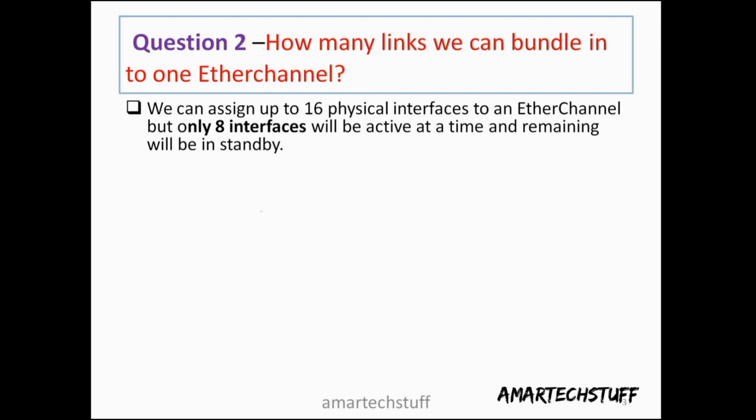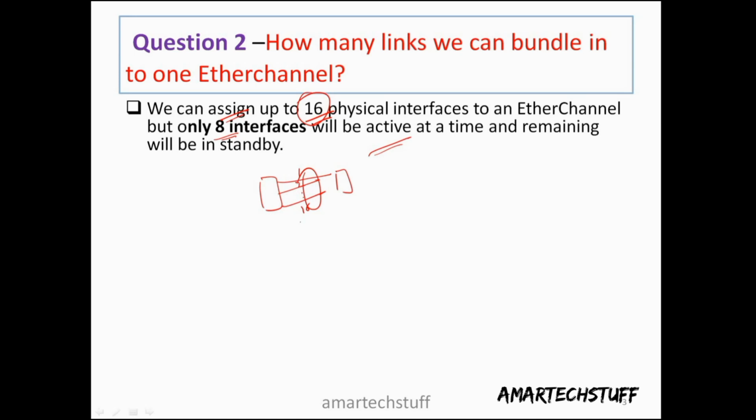So question number 2, how many links can we bundle into one Etherchannel? We can assign up to 16 physical interfaces to an Etherchannel, but only 8 interfaces will be active at a time and the remaining will be in standby. So up to 16 physical interfaces, like if you have these two switches, then from link number 1, link number 2, till link number 16, we can bundle them into an Etherchannel. We can actually assign them to an Etherchannel, but only 8 interfaces will be active at a time and the remaining will be standby.